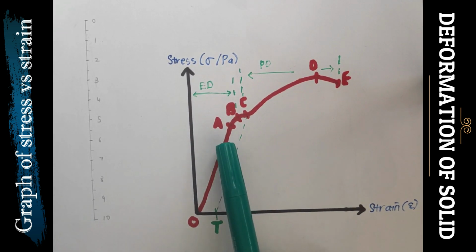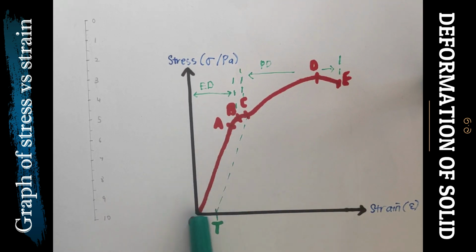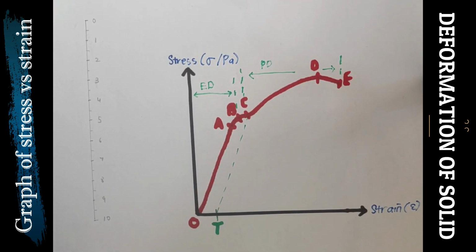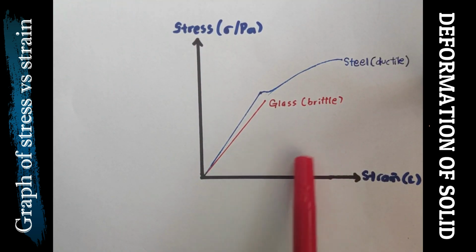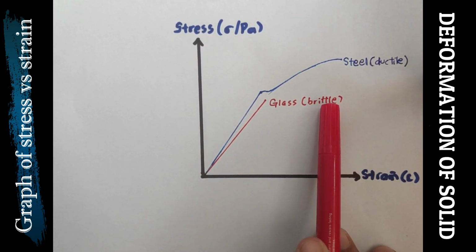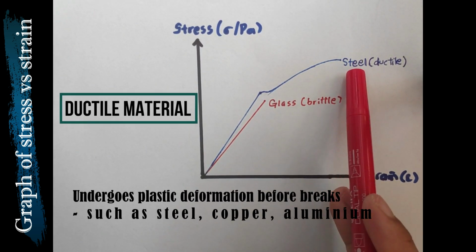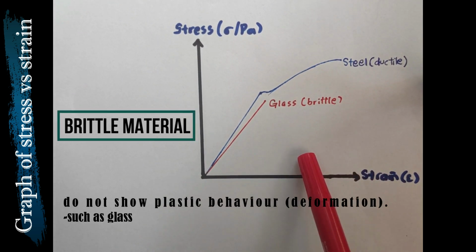Note that the graph is different for different types of metals, and this is a typical graph for ductile materials. Let me show you the difference between the ductile and brittle material graphs. I have a stress against strain graph for ductile and brittle material. Ductile materials show elastic and plastic behavior, but brittle materials do not show plastic behavior.